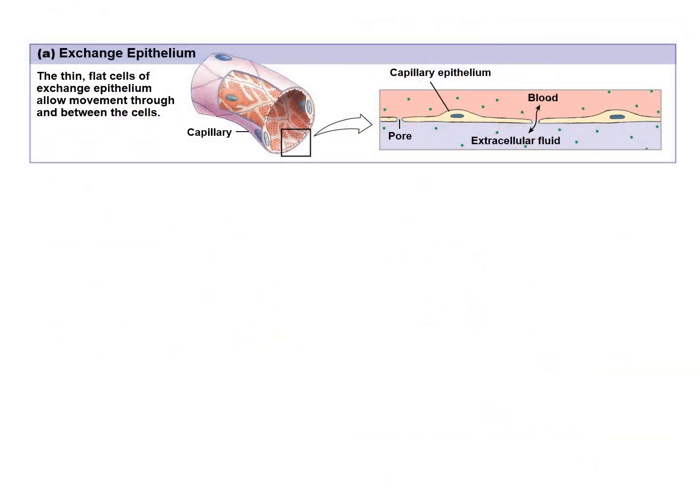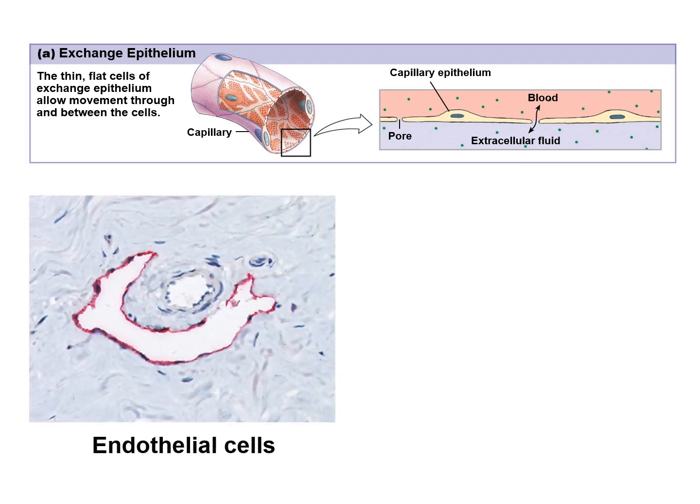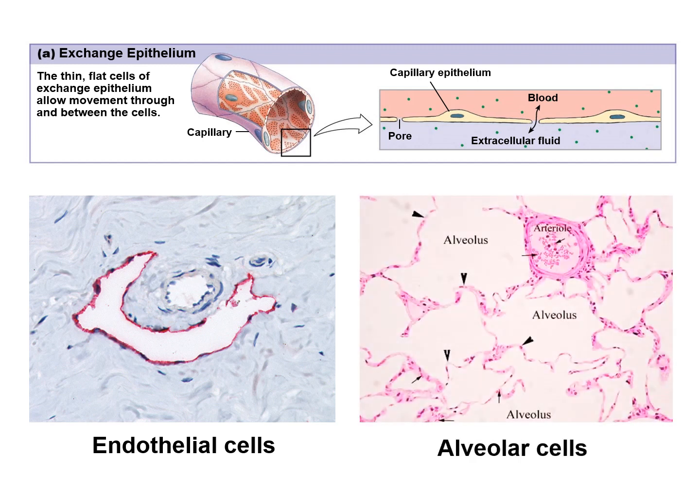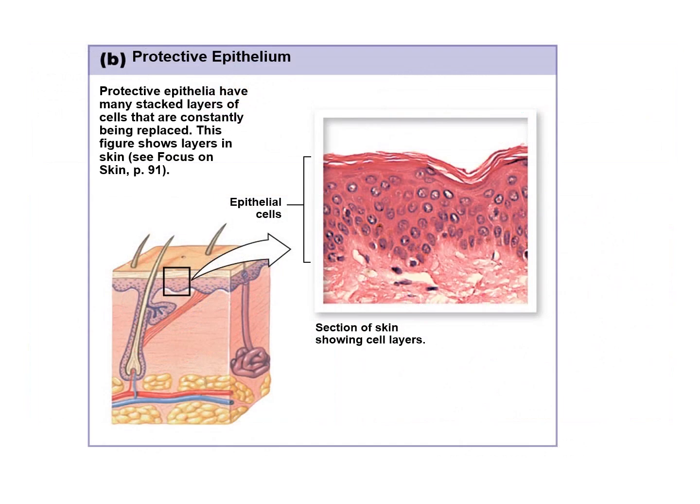So here's our exchange epithelia. These are endothelial cells in capillaries or inside all of our blood vessels, interior surface of the heart. The epithelium in capillaries is very thin and meant to facilitate rapid diffusion of gases and nutrients. Exchange epithelium. And here are a couple of pictures. So endothelial cells, the squamous cells inside the lungs are also exchange epithelium.